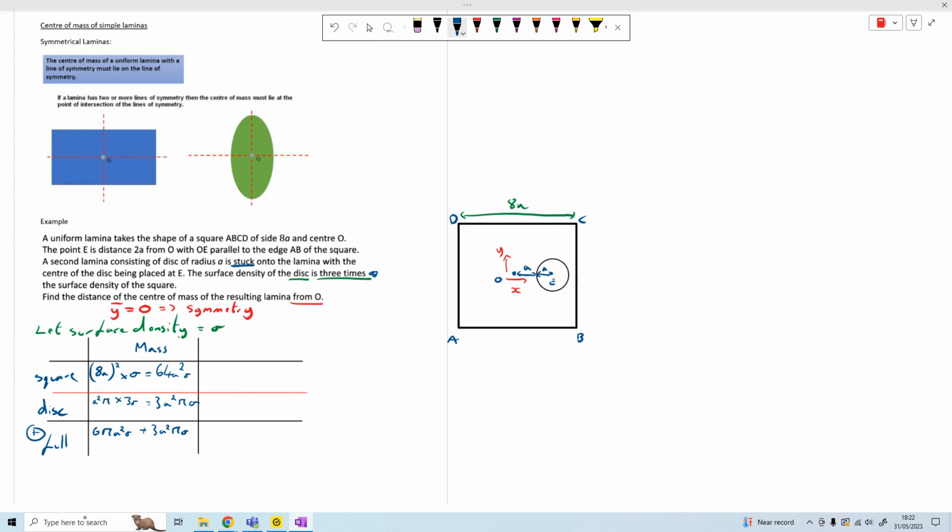Now I'm going to simplify this a little bit because there are some things I can factorize out here. I'm going to take out a common factor of a squared sigma.